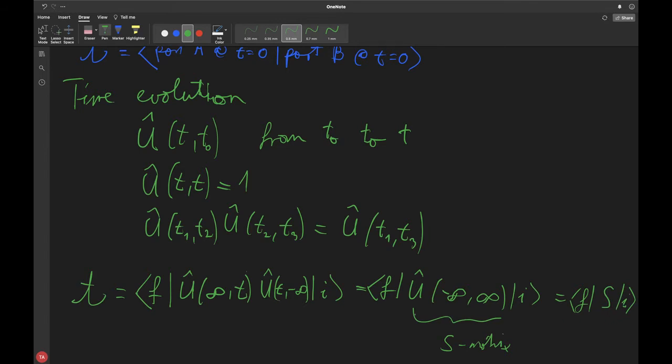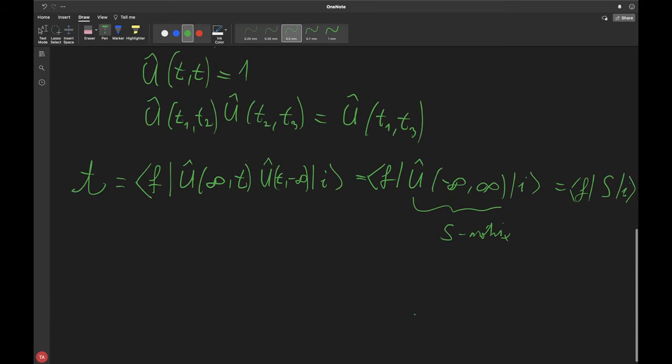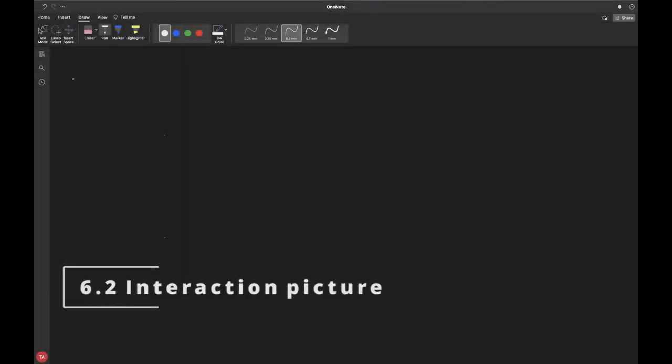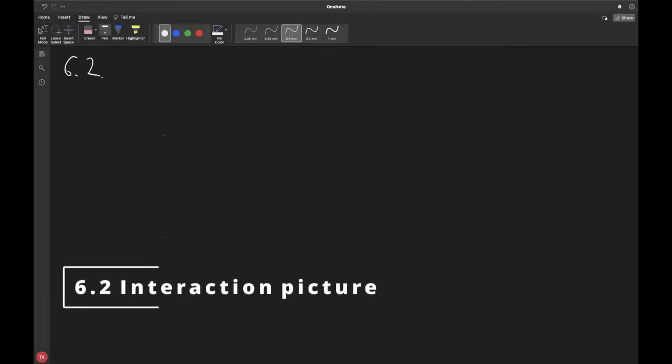So we really didn't do much here, just said that we have two states which are free, the initial and the final state, and whatever is in between is actually packaged into this S matrix. So the next step is to figure out what this S matrix is hiding, and that could be done in several ways. We are going to choose the simplest one, but before that we need to introduce the interaction picture. So 6.2 is going to be the interaction picture.